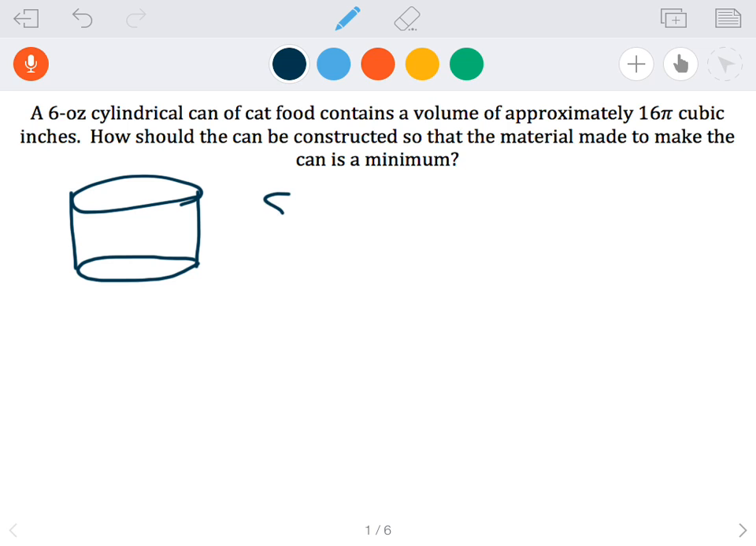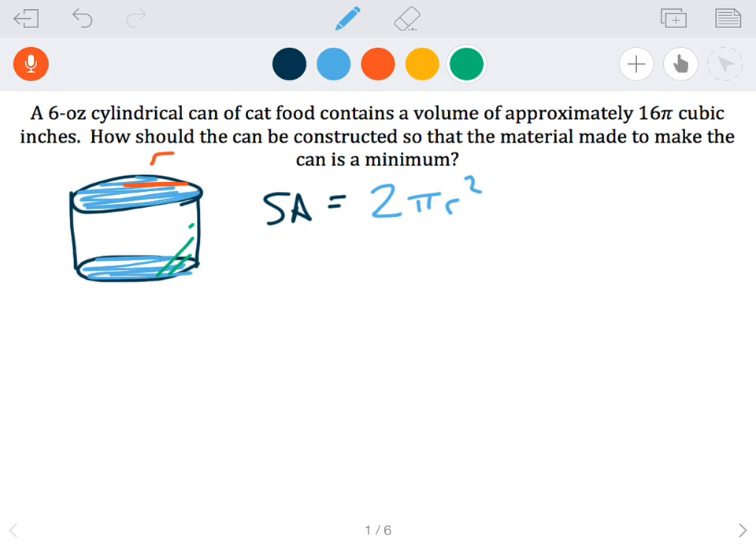And so what I'm trying to do is minimize the surface area, and my surface area consists of the top of the can and the bottom of the can. There's a radius here. We'll say that's radius r. And so there's a top and a bottom, so there's two. The area of each one is the area of a circle, which is just pi r squared.